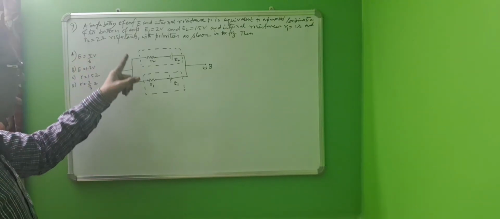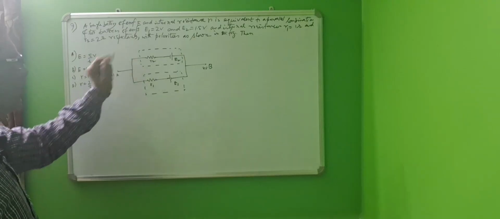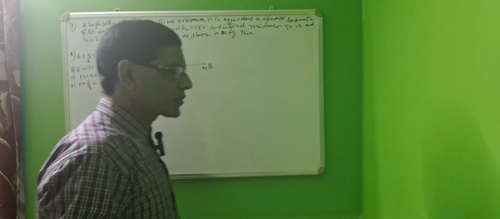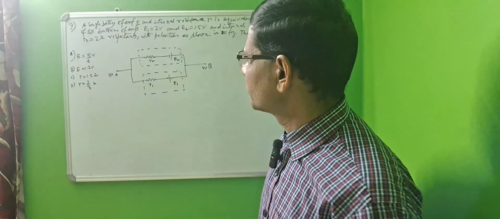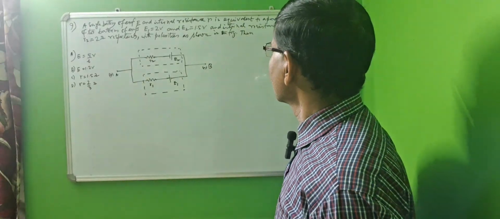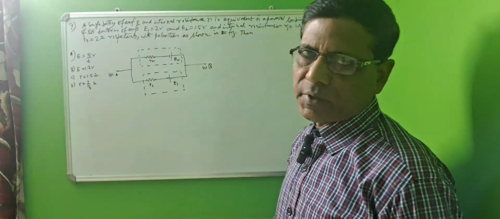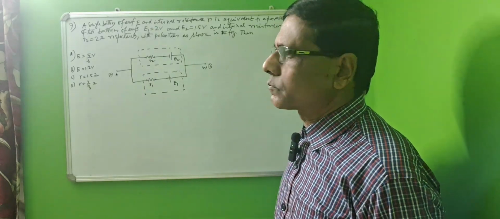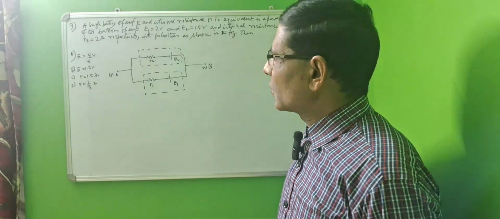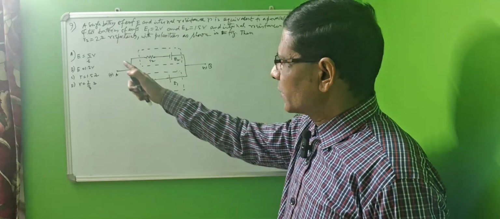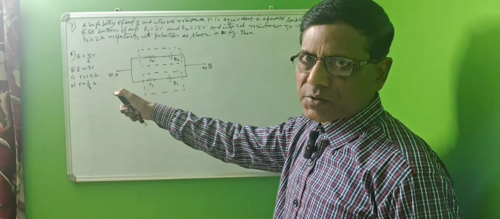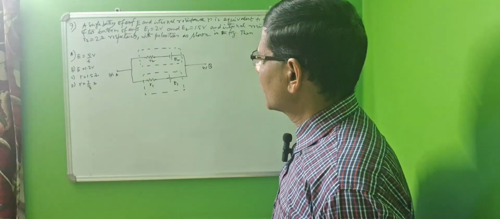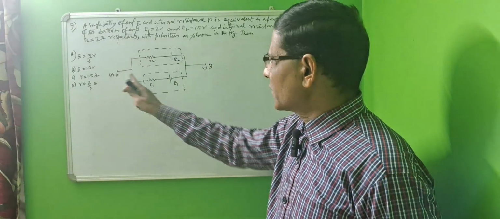A single battery of EMF E and internal resistance R is equivalent to the given circuit. We have to find the answer from the table. Here this is the positive end, this is the negative end.